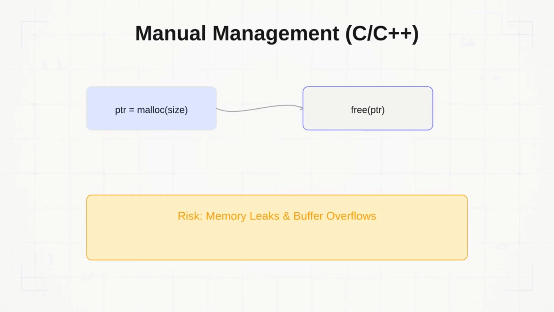However, it places a massive burden on the developer. If you forget to call free, that memory stays occupied forever. This is a memory leak. If you try to use memory after you've already freed it, your program might crash, or worse, become a security vulnerability. It is a high-wire act where the developer has total control, but no safety net.